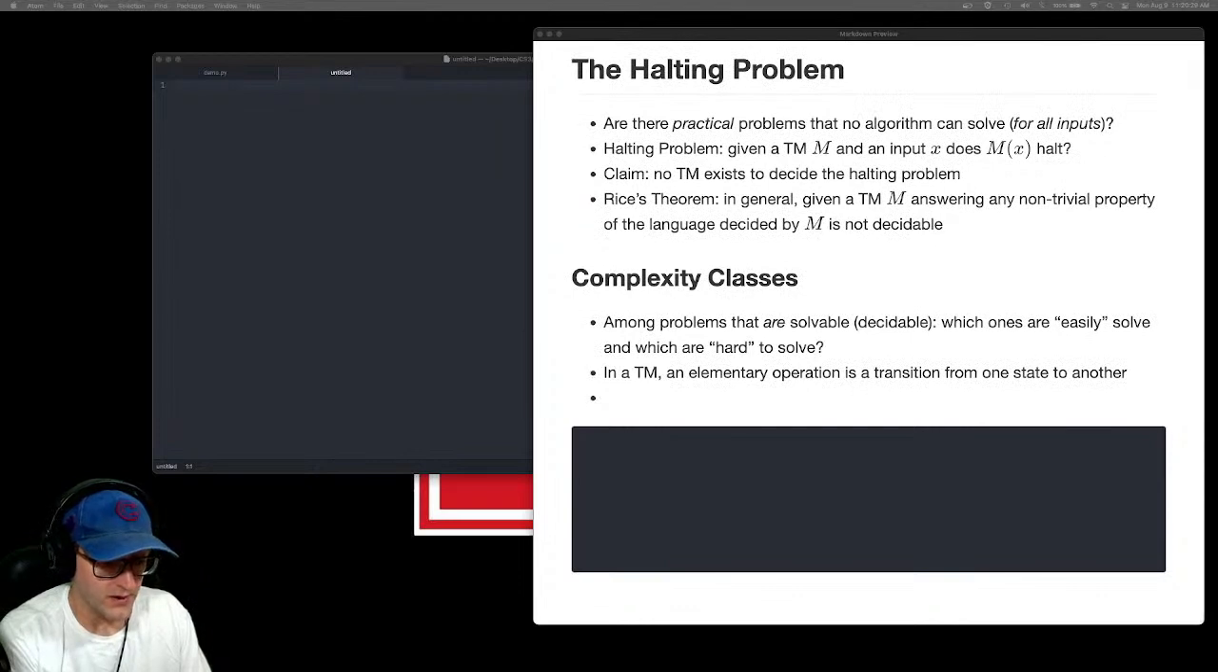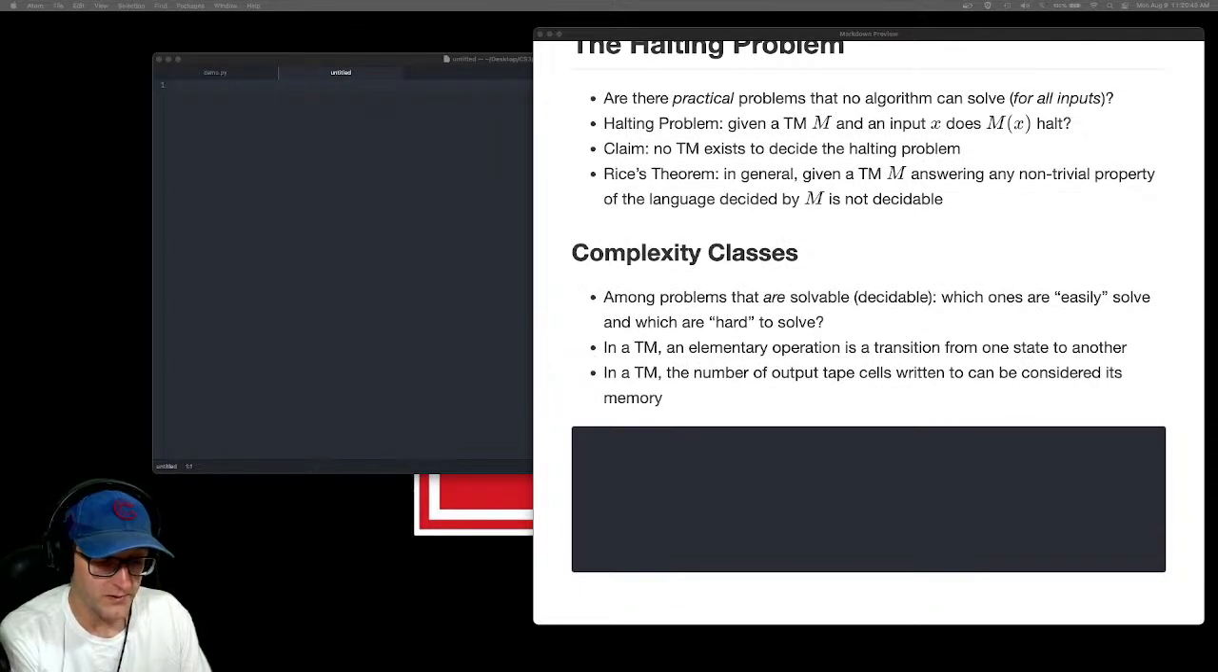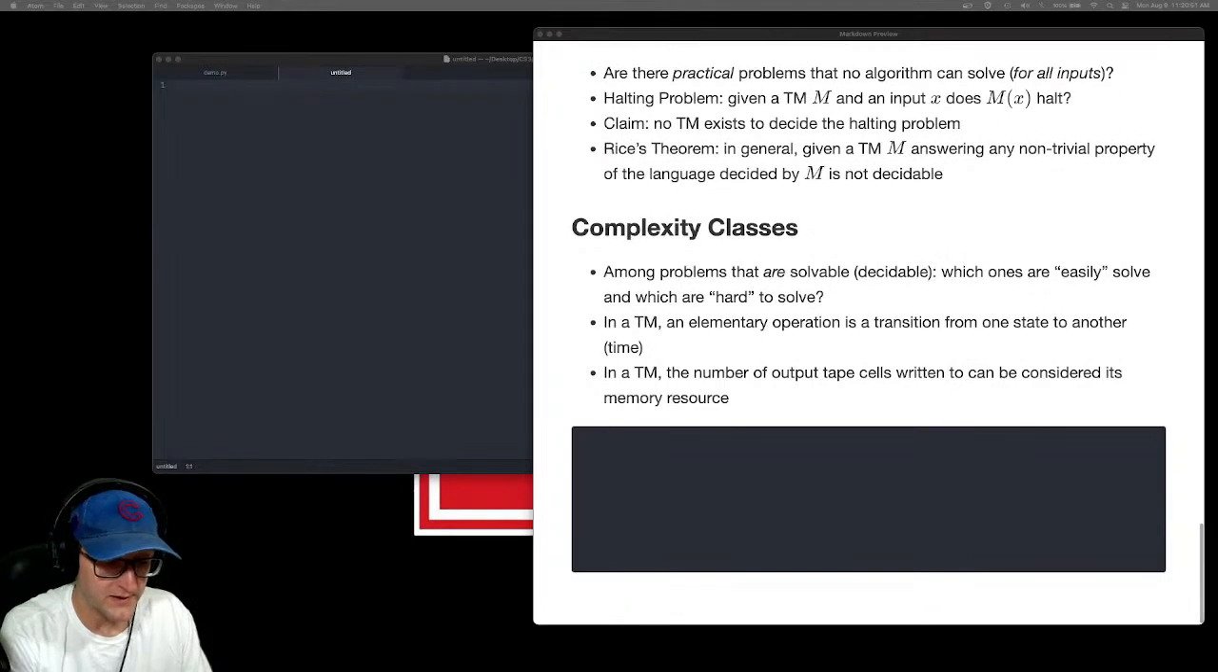In a Turing machine, the number of output tape cells written to can be considered its memory resource. So again, the state transition is for time, basically. That's capturing time, and this is capturing memory.